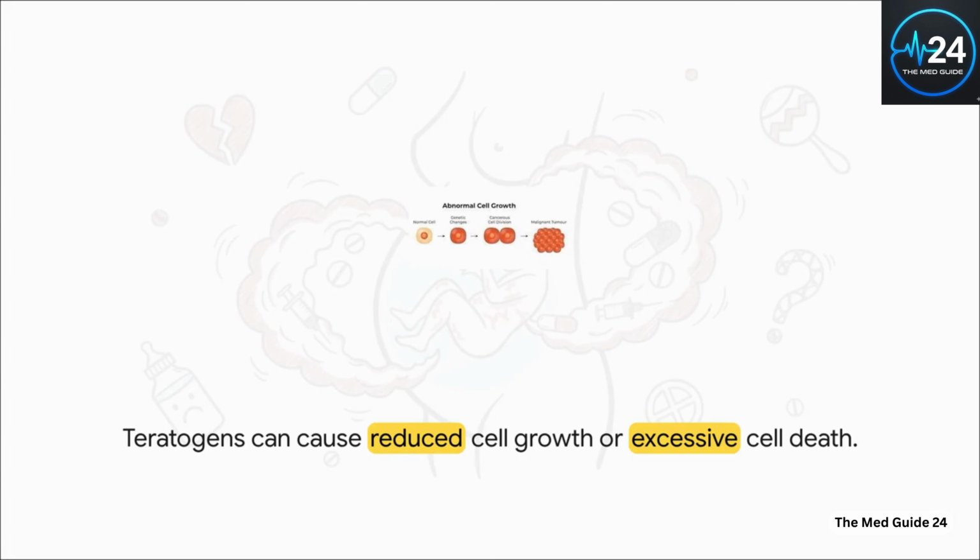Let's make that a little more concrete. This diagram kind of shows the idea of cell growth. A teratogen might cause less cell growth, which could lead to an organ being too small. Or it could trigger too much programmed cell death, that's called apoptosis, and that could result in entire structures, maybe even parts of a limb, not forming at all.